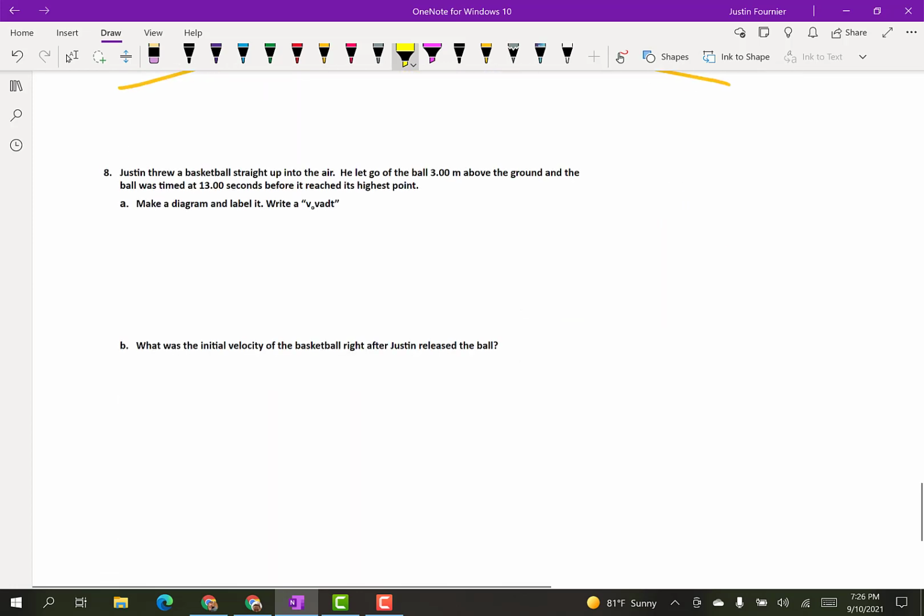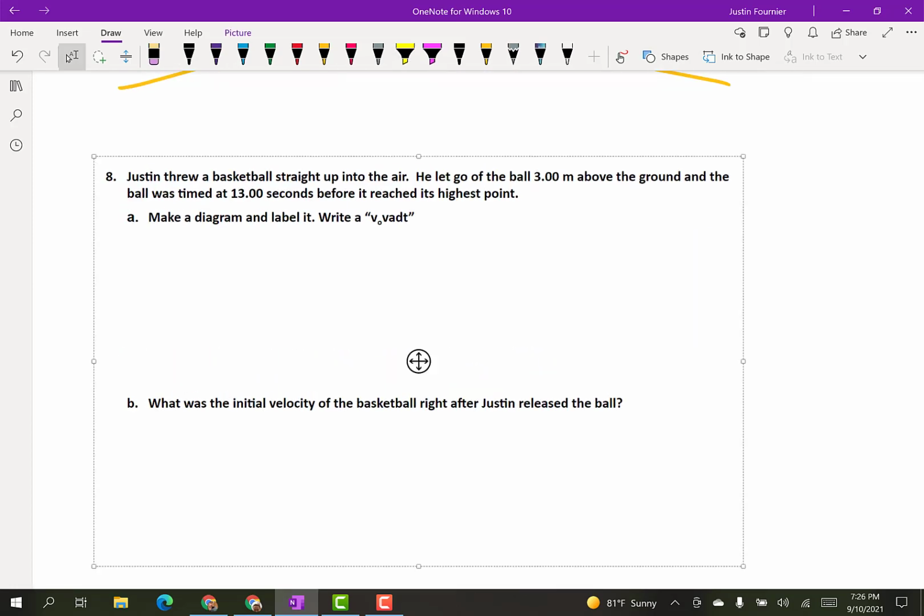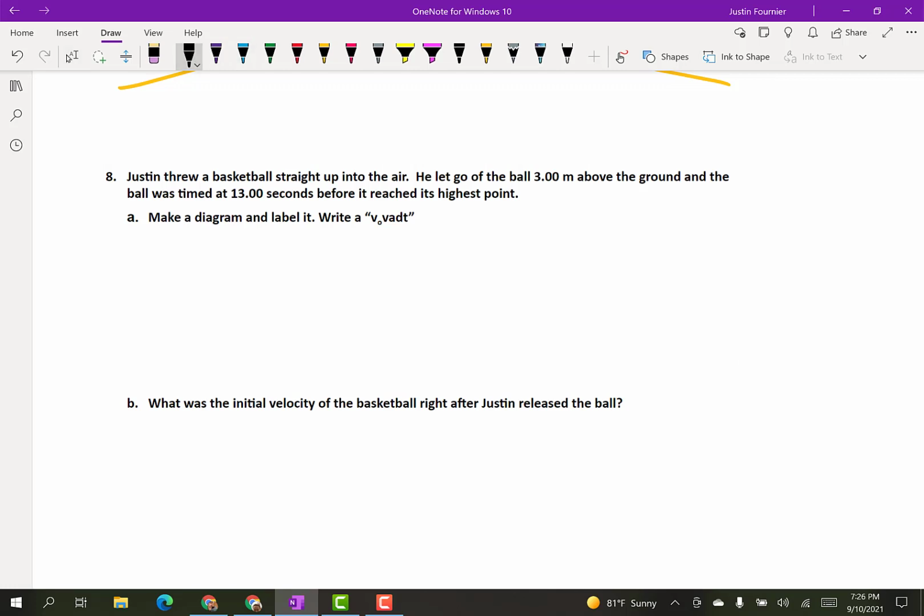So again, skipping number 7. I apologize for even having it. So number 8 is a lot like the airball lab that you guys did. You threw the ball up in the air, right? And this is exactly kind of the same thing. So I'm going to make a diagram. So here's you throwing the ball up in the air. Here's my ball. It's going to go up to here.